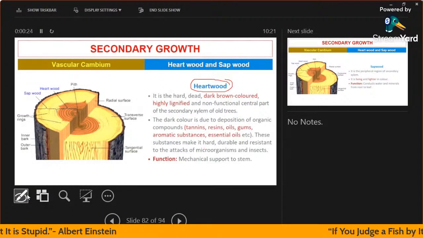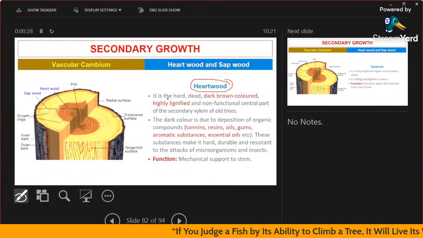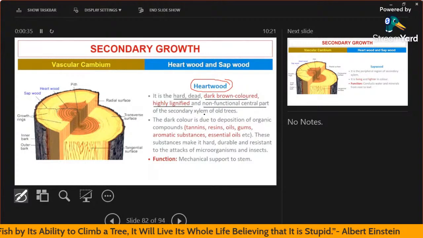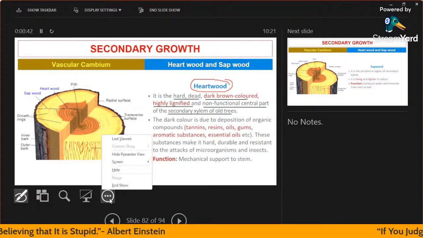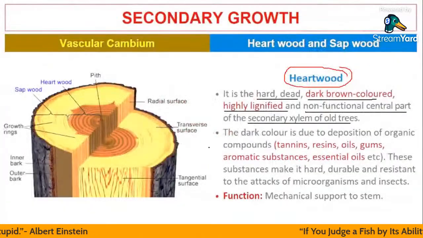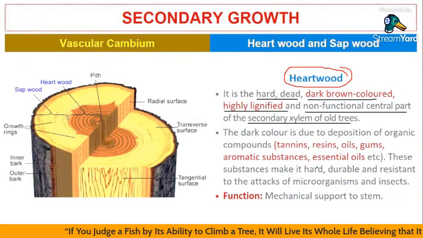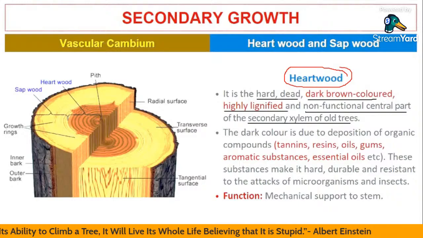What is actually hardwood? Hardwood is nothing but a hard, dead, dark brown colored, highly lignified, non-functional central part of the secondary xylem. What is it? It is a hard, dead, dark brown colored lignified part which is the non-functional central part of the secondary xylem. So I'll just zoom the image for you.